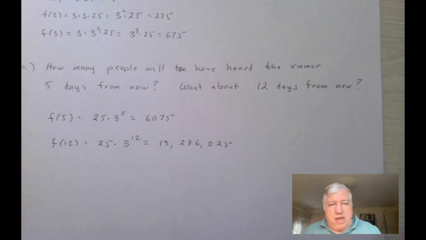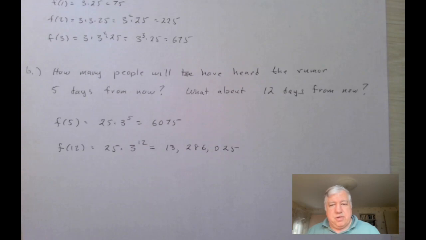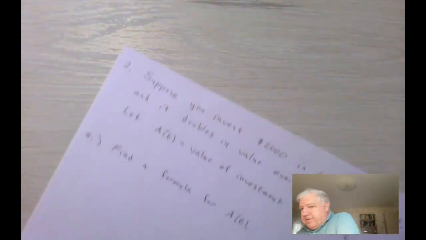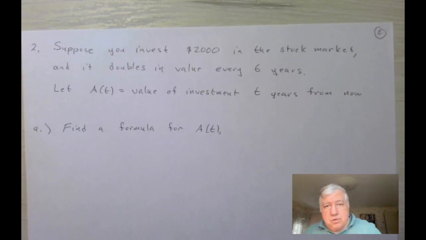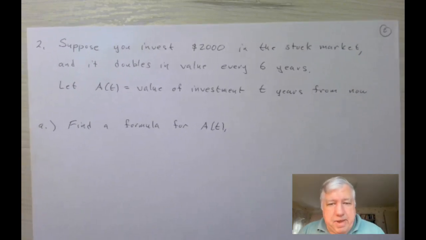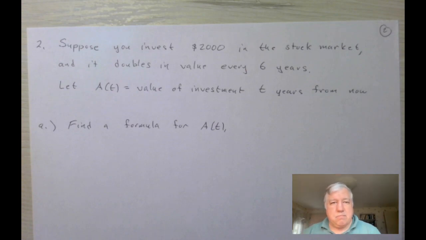So you can see that when things increase exponentially, they increase very, very fast. Let's do another example. This one features money matters. So you can't really make much money from depositing money in the bank, but you can make a lot of money by investing in the stock market. And suppose you invest $2,000 in the stock market, and it doubles in value every 6 years, which doesn't always happen, but we'll assume just for this case it does.